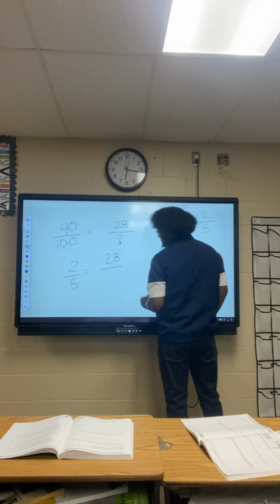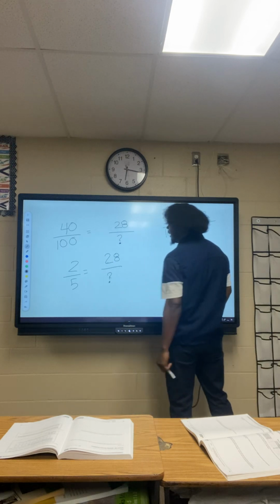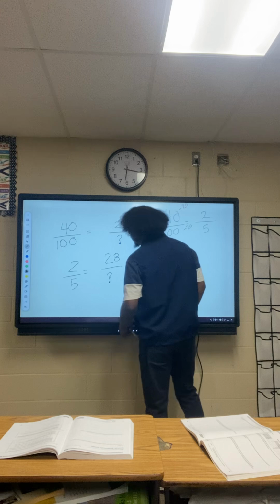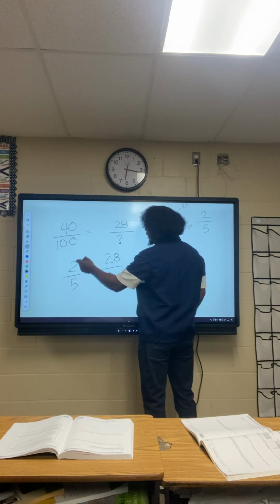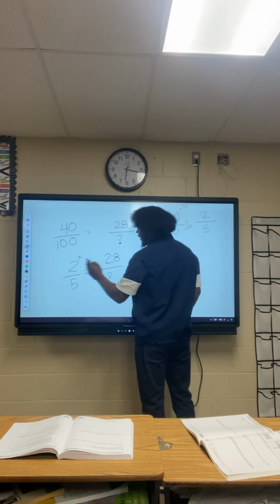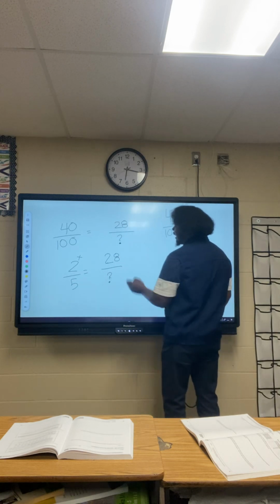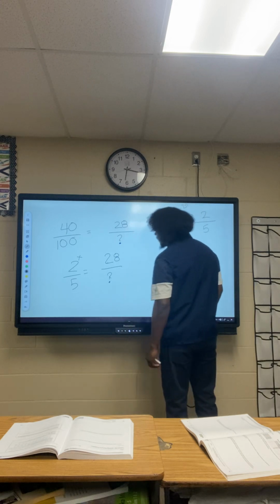So we need to figure out how to go from 2 to 28. So what are we gonna multiply? What do these two numbers have in common that can be multiplied so that we can get 28 here? And then when we multiply this by that number, we're going to get our total number of houses that should be cleaned in a week, okay?